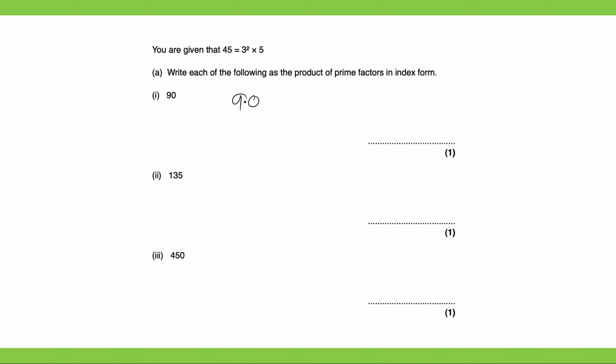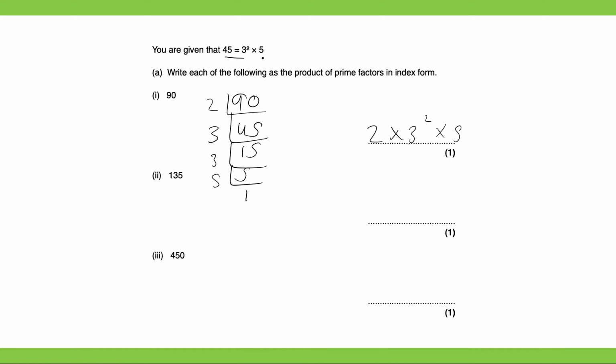So we have 90. Does it go into 2? Yes, it does. 45. Does it go into 2? No, it doesn't. 3. Does 3 go into 45? Yes, it does. 15. Does 3 go into 15? Yes, it does. 5. Does 3 go into 5? No, it doesn't. Does 5 go into 5? Yes, it does. So our answer would be 2 times 3 squared multiplied by 5.